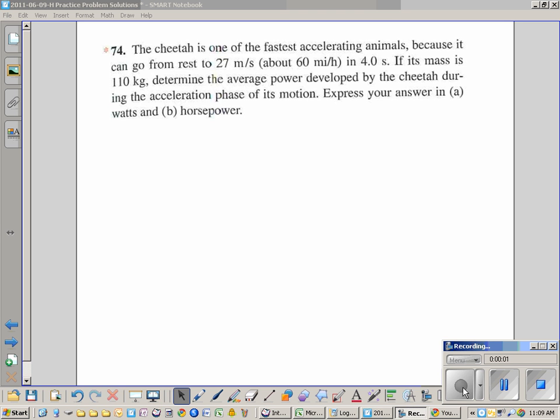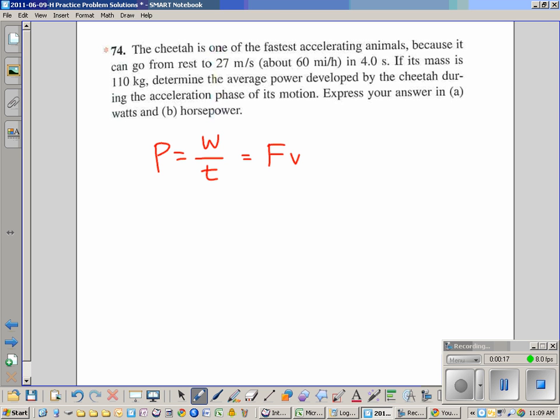All right, here we're looking for work. Well, we're looking for power. And how are we going to do power? Remember, there's a couple ways we could do power. We could say power is equal to work over time, and we could say power is equal to force times velocity. We don't have a force in this case, right?